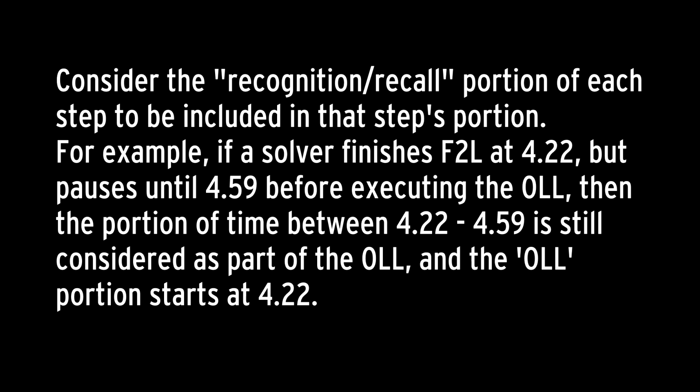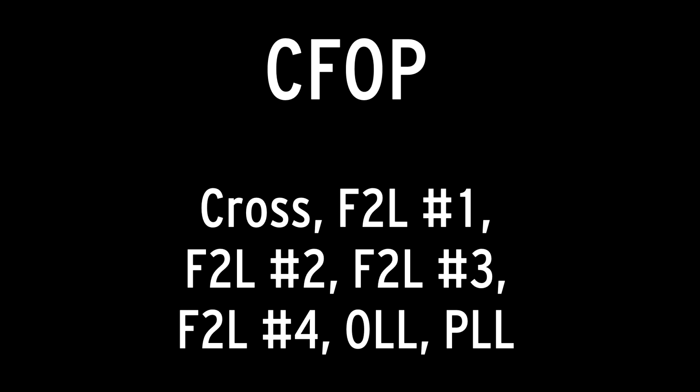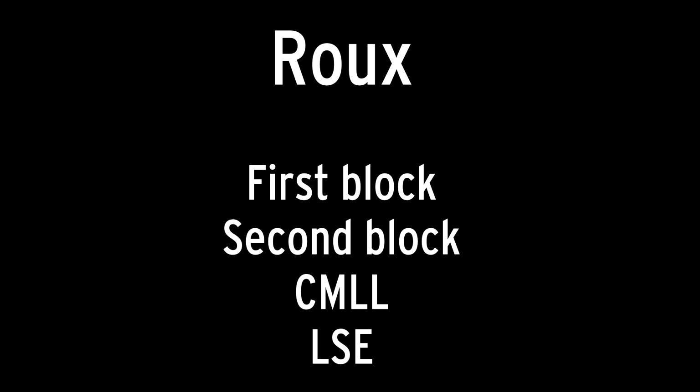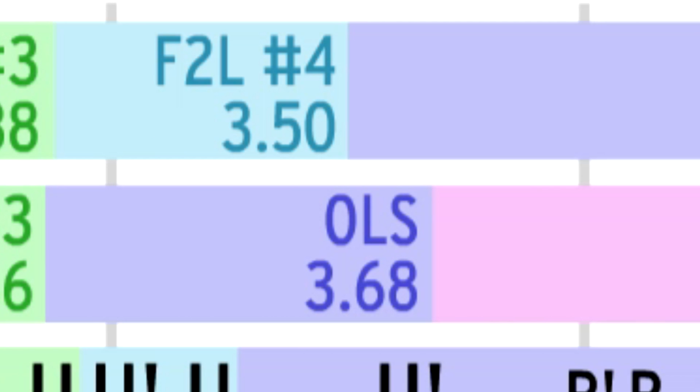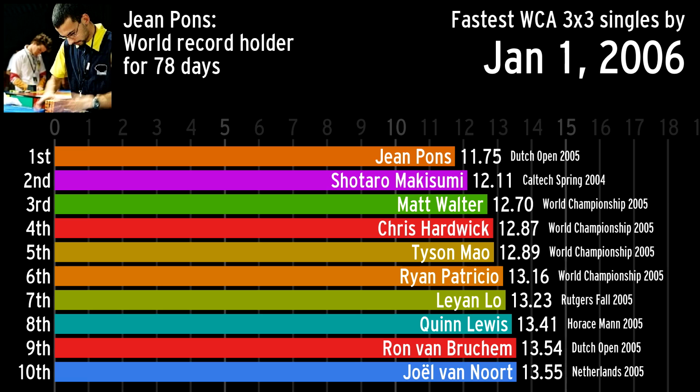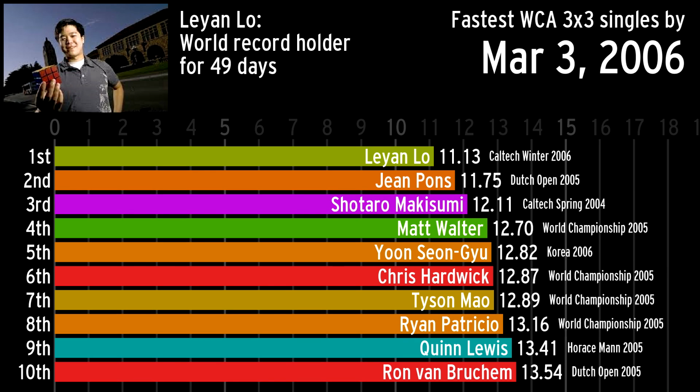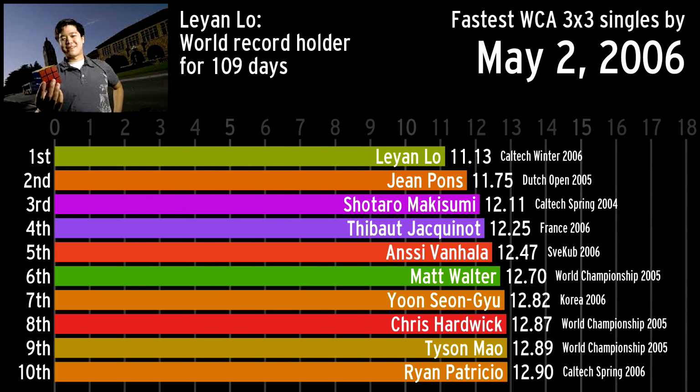I only need time markers for when each step occurred. So for CFOP, that would be cross, F2L 1, 2, 3, 4, OLL, PLL. For Roux, that would be first block, second block, CMLL, LSE, and you could split that up if you want to. And for advanced movesets like OLS, VLS, X-Cross, I'm gonna leave it to your discretion to decide what counts as a step. You can go as fine-tuned or as wide-tuned as you think is reasonable.